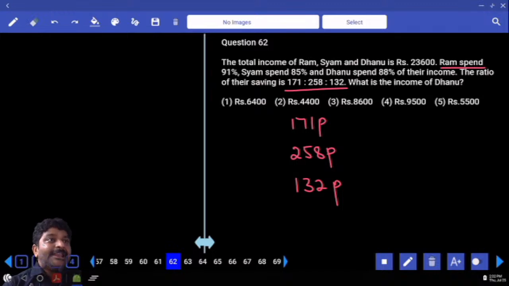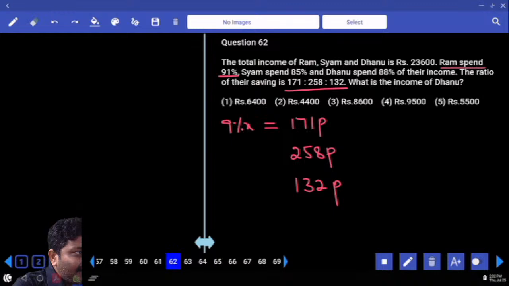Ram's income, let it be 100% of X. Okay? And he is spending 91%, then he is going to save 9% of X, which is equal to 171 parts only. Can we calculate 100% of X here, in terms of parts?